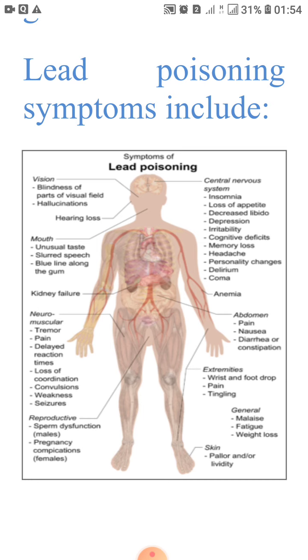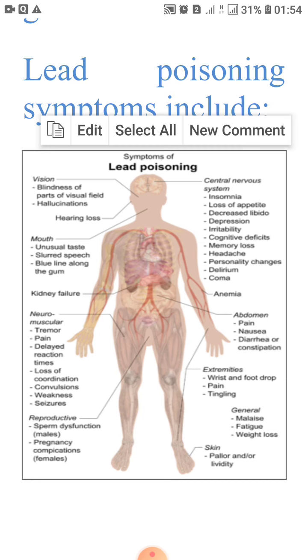specific organs, right? Even in the abdomen, it results in pain, nausea, diarrhea, and when we talk about mouth, it results in a blue line along the gum, and many symptoms are here. You can see in the diagram.